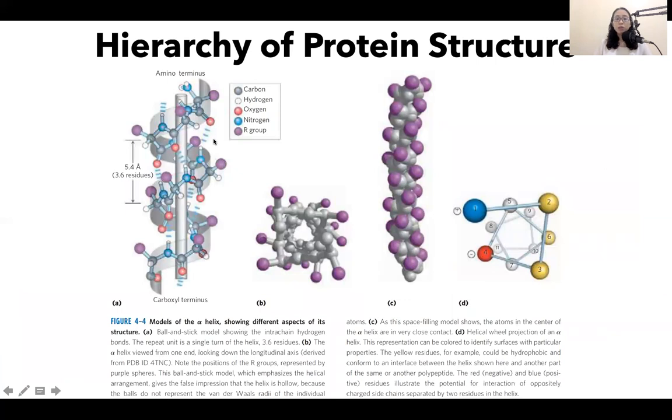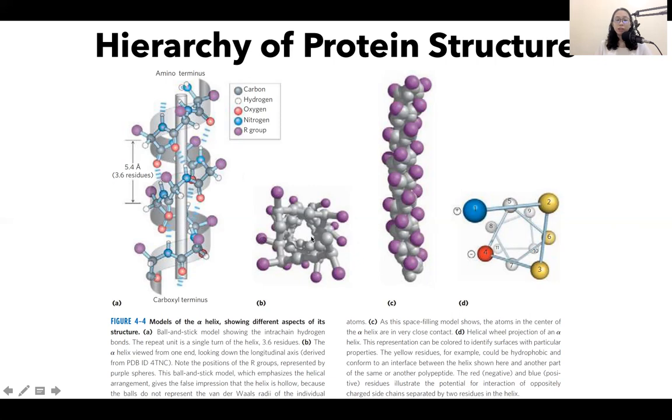So some observations with your alpha helix is that you need 3.6 residues to complete one turn of your alpha helix, and the depth of one turn is approximately 5.4 angstroms. Then if we look down an alpha helix, we see that the side chains are oriented outward. So you see here the purple spheres, these are the side chains of your amino acids and they are outside the helix.